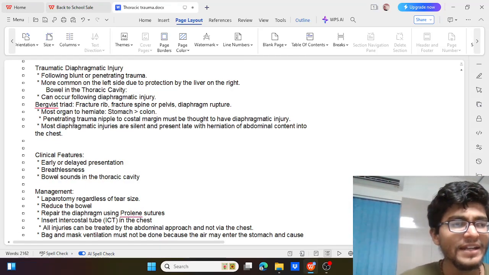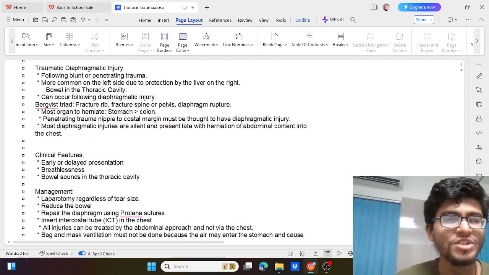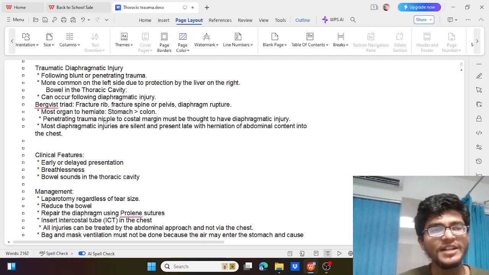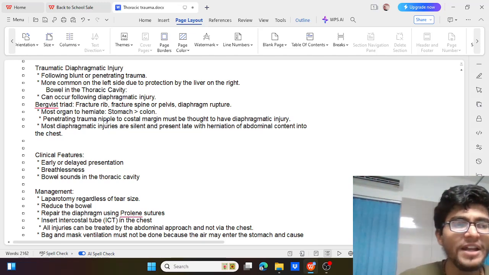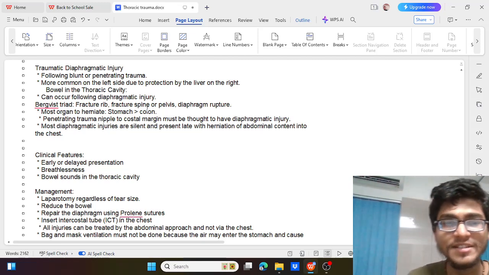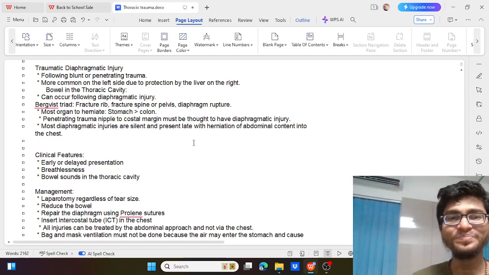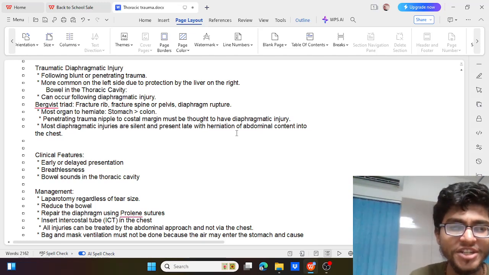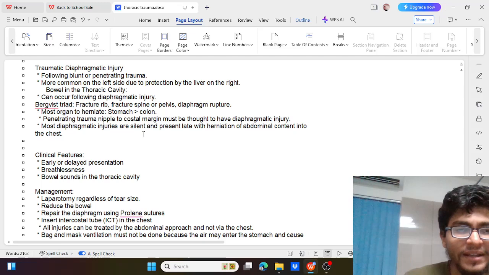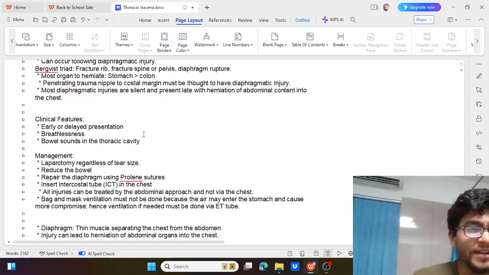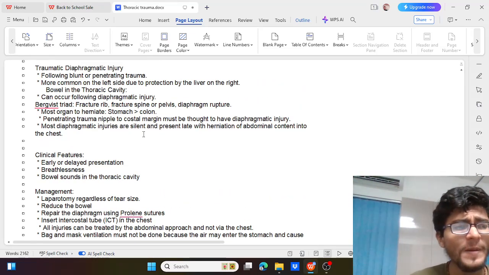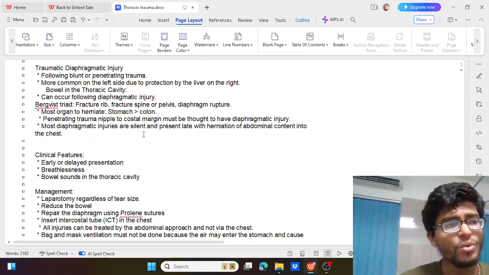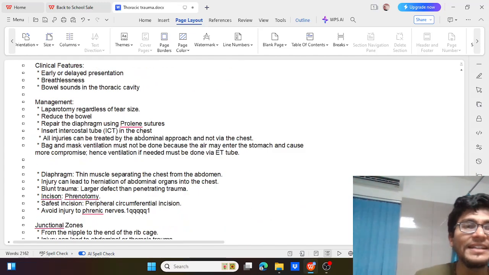So then coming to penetrating trauma in nipple to costal margin, we have to think that there is a possibility of the diaphragm getting injured. So if there is penetrating injury in nipple to costal margin, then there is a high chance that there is diaphragmatic injury. Then most diaphragmatic injuries are silent and they present late with herniation of abdominal content. So we have to be careful while assessing a patient if there is trauma in the region of nipple to costal margin.